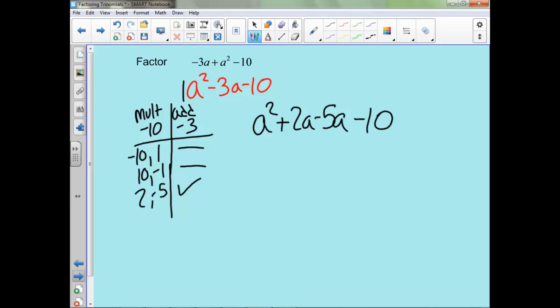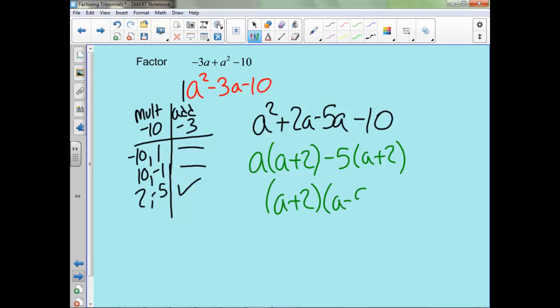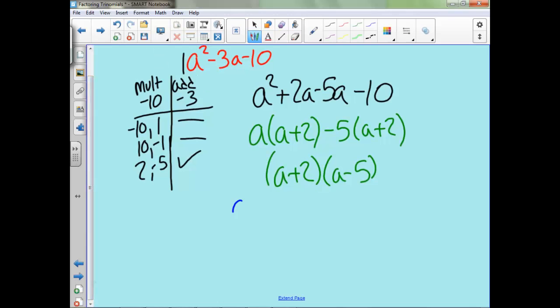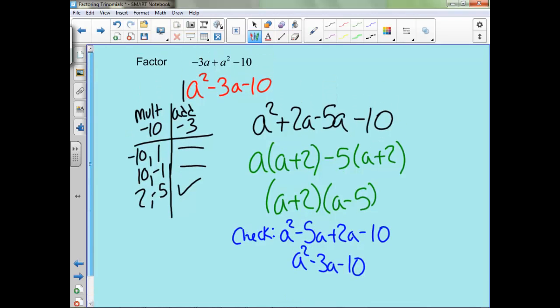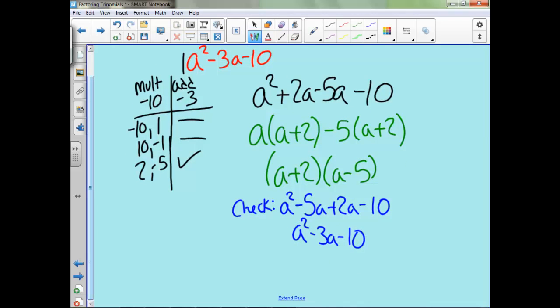So once we make our substitution, the GCF of the first two is a, so you've got a plus 2. GCF of the second two, negative 5, so a plus 2. So we're left with a plus 2, a minus 5. And remember, if you wanted to check it, just multiply them together and see if we get what we wanted to start with. That is what we wanted, so we're good. So this is our answer.